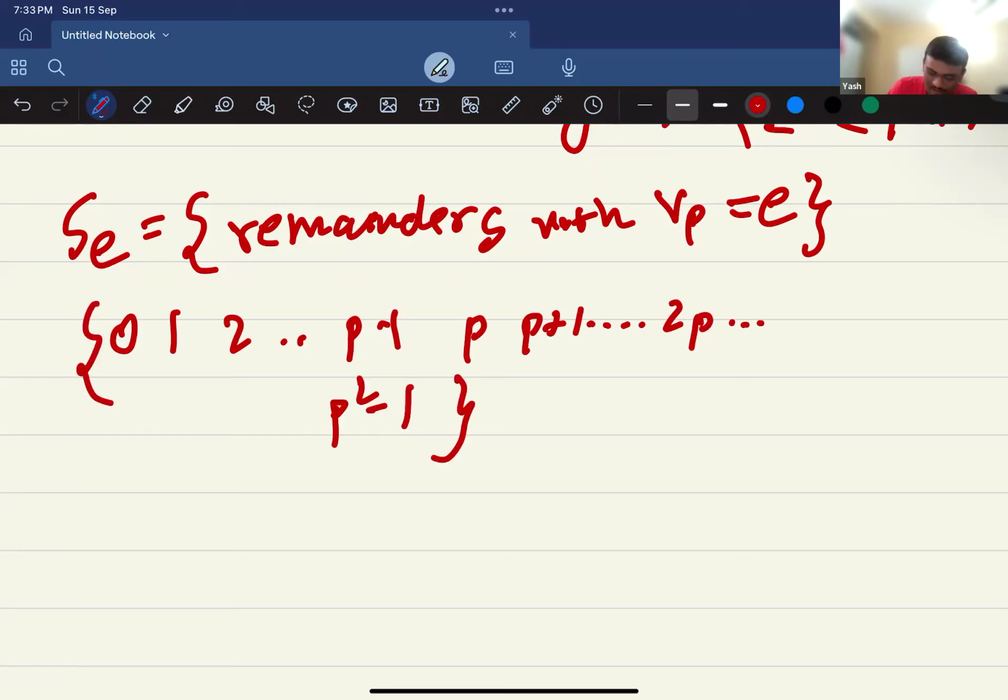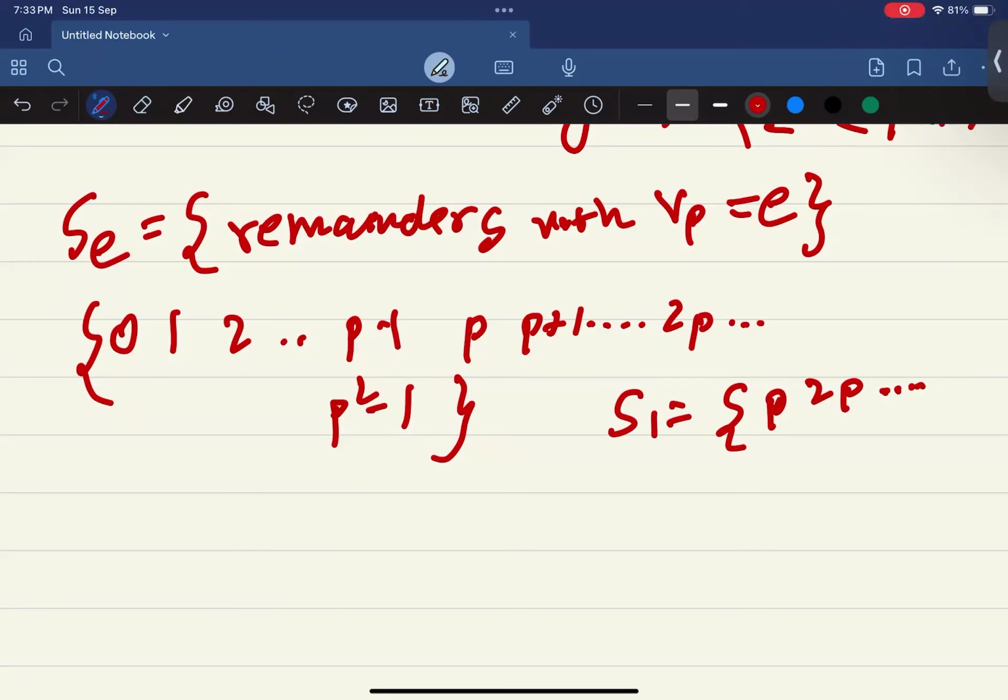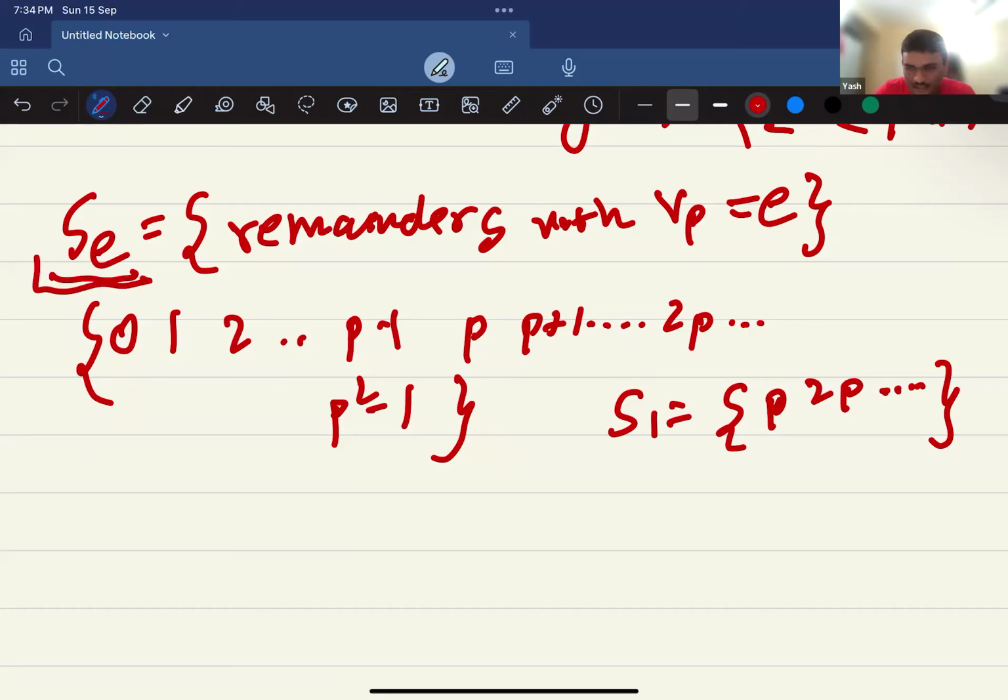Everyone gets this? Yes. So the set S_1 I'm talking about is pretty much the multiples of p in here, which is p, 2p, and so on. You get it? Okay. And the remaining elements you see are co-prime to p in this set. So all elements of S_1 are divisible by p, and you can classify all the elements as S_e forming a disjoint union of the remainder set, right?